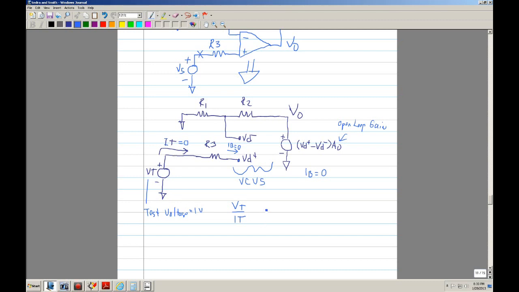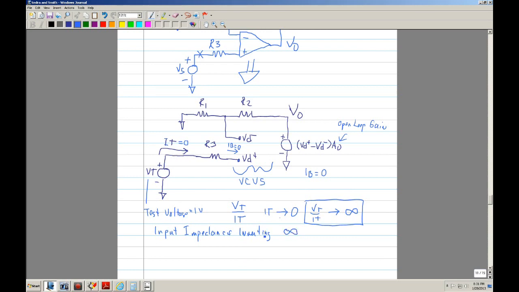And as IT goes to 0, the VT over IT goes to infinity. So basically your input impedance on a non-inverting op-amp is infinity.